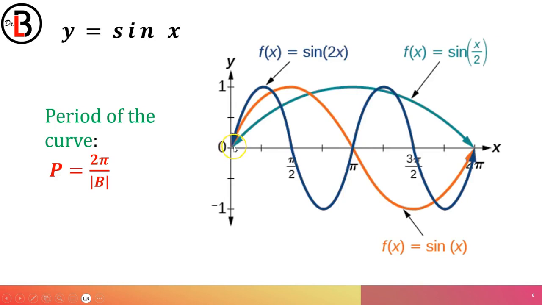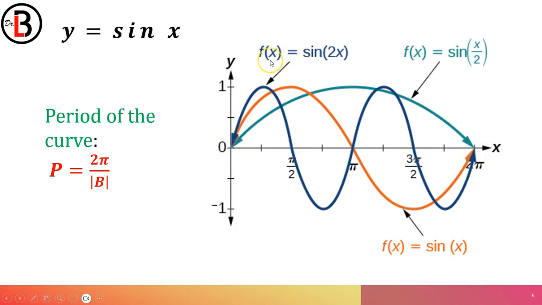So let's look at the behavior of the graph as b changes. The b, as I have said earlier, affects the period of the curve, because period is 2 pi all over the absolute value of b. Let's focus our eyes here on the orange curve. As you can see, for y is equal to sine x, the period is from 0 up to 2 pi. That's for one cycle.